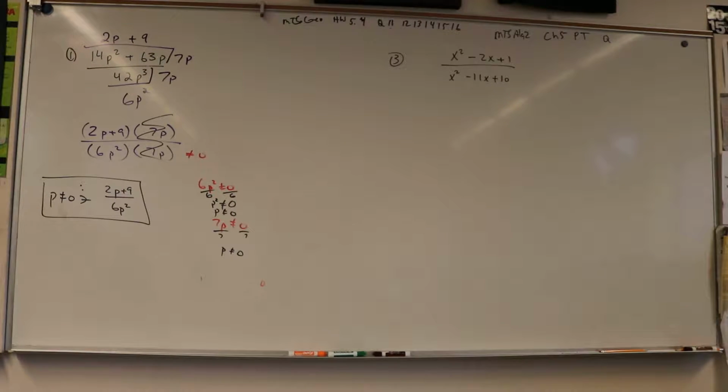Does that make sense? Don't you have to figure out why P can't be negative 9 over 2? No. Why not? Who can answer that question? Why does the top not matter? Because the bottom is what needs to be divided by 0. Yes. The bottom is the only thing that can be undefined. If 0's in the bottom, it's undefined. If 0's in the top, it's 0. So that's okay. 0's an okay answer.